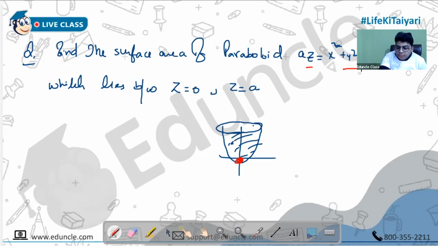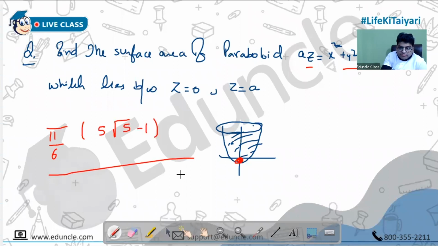Just solve this problem. Now tell me what the answer is. Answer is, will you multiply a square by 2? 5 under root 5 minus 1 by 6. So pi a square, 5 under root 5. Very good. The answer is correct. Pi by 6, 5 under root 5 minus 1. And a square should come.